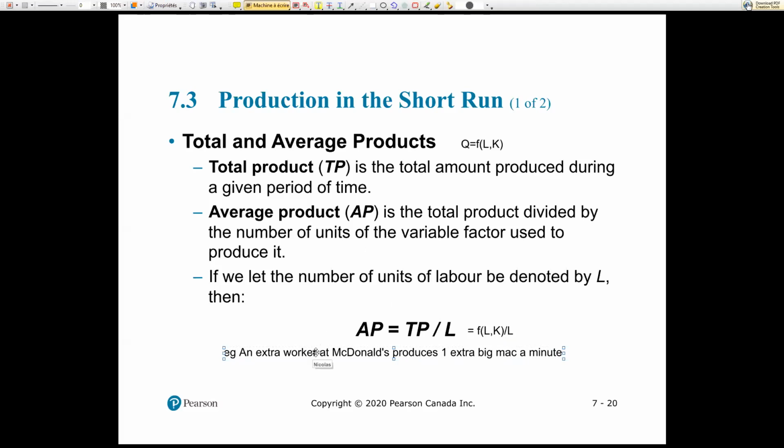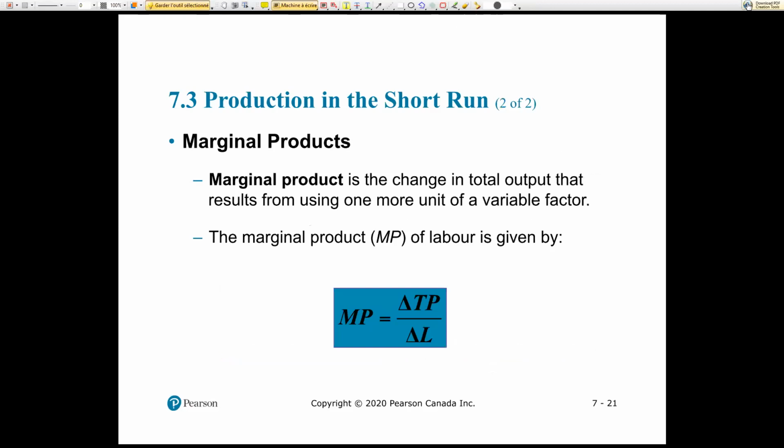Yeah, it's not well written. I would say one. Yeah, this is marginal. Sorry. So I would say on average, a worker at McDonald's produces one Big Mac a minute. Yeah, that's a bit better way to write it. I don't know. If somebody has worked at McDonald's, they can tell me if that's a good number. Marginal product, yeah, that's what I was wanting to say.